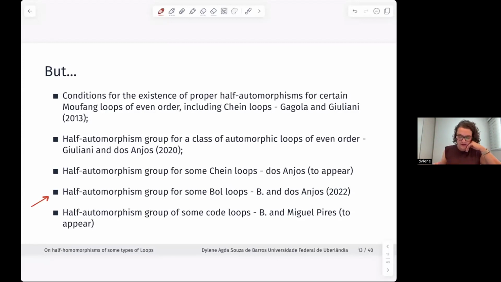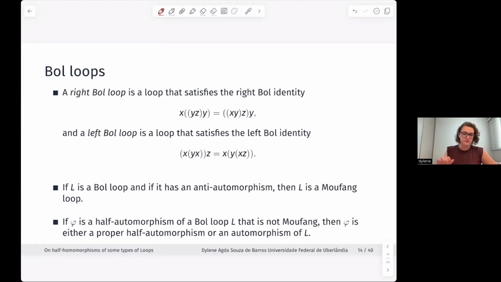This is a work that I did in collaboration with Souza dos Anjos. Okay, so let's see about Bol loops. A right Bol loop is a loop that satisfies the right Bol identity, and a left Bol loop is a loop that satisfies the left Bol identity. And as I said, if they satisfy both of them, it is a Moufang loop.